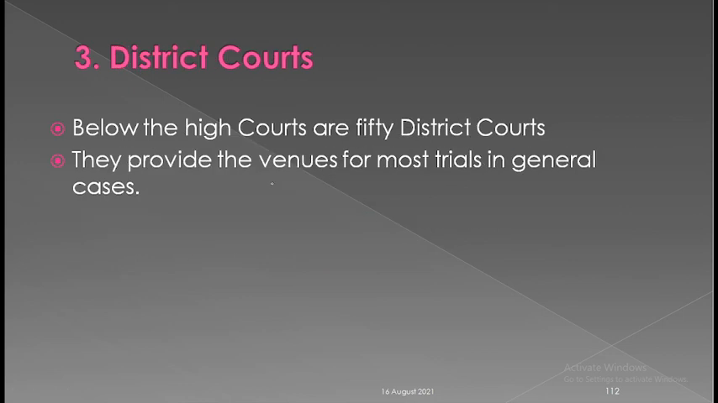Again, district courts. Below the high courts are 50 district courts. In some of the books, the figure might be different, so don't worry about the figure, because in some books they give 49 as the figure. But just remember that at the apex we have the Supreme Court and then the High Court, and below that we have district courts. These district courts provide the venues for most of the trials in general cases.